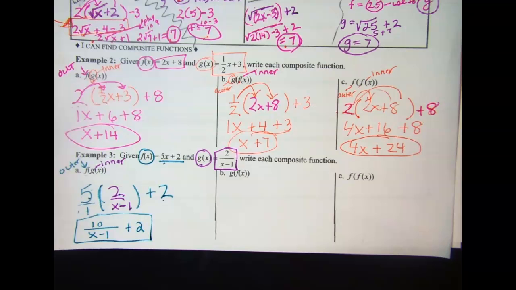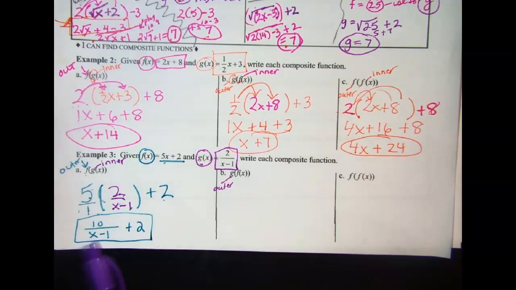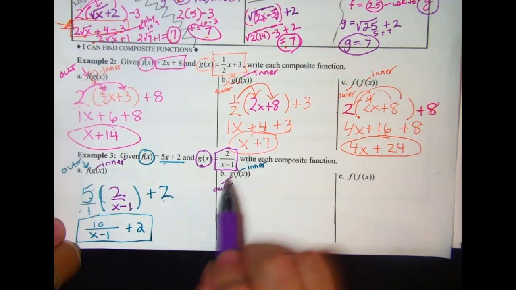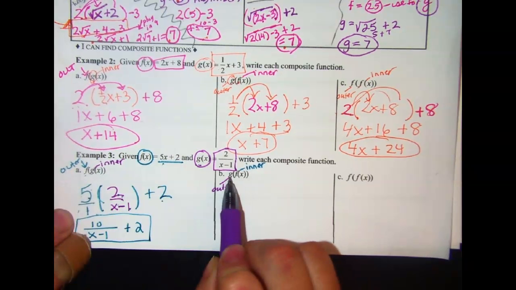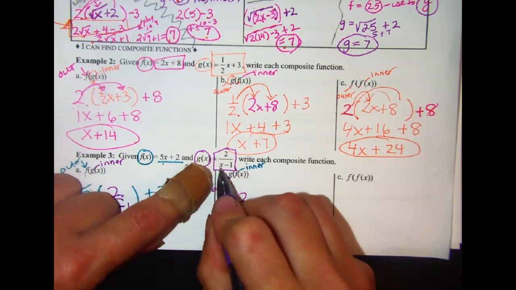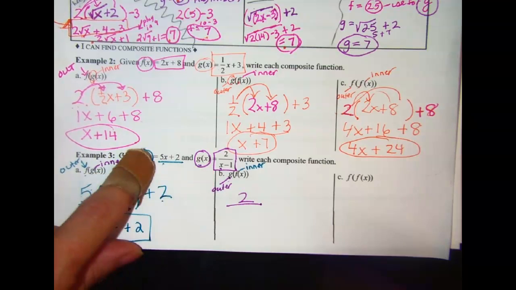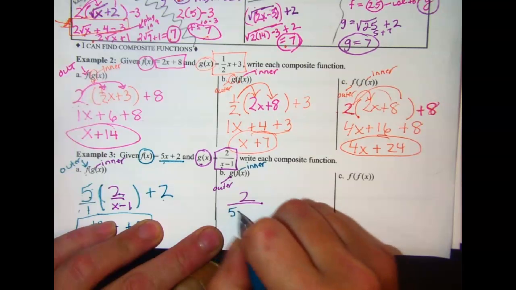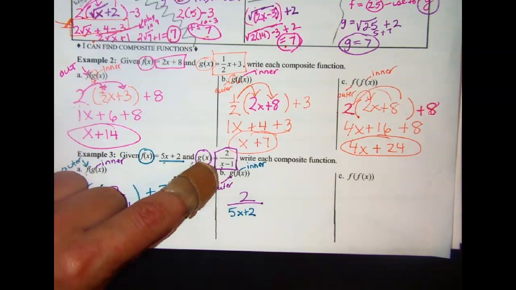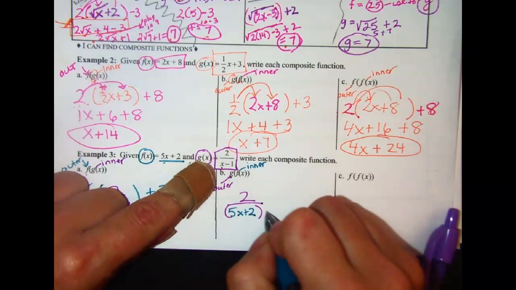Let's look at B. Again, this wants me to do, my outer is now G, and my inner is F. So I'm going to take my inner and plug it into the outer. I start by writing 2 over, and then that x, that's where I plug in my inner fraction. So that's 5x plus 2. And then I'm going to put that whole quantity minus 1.